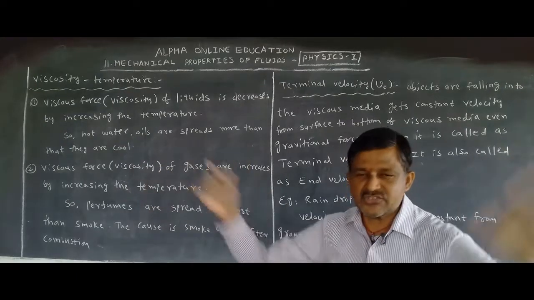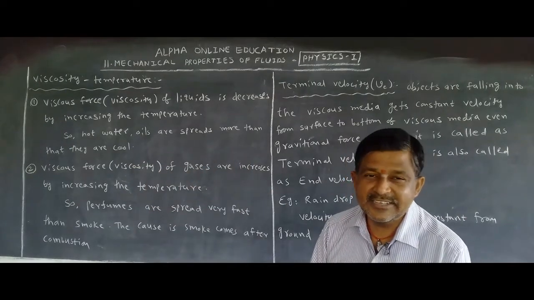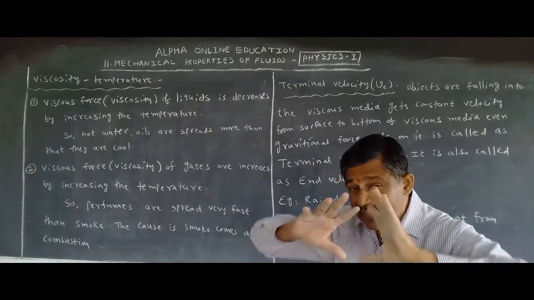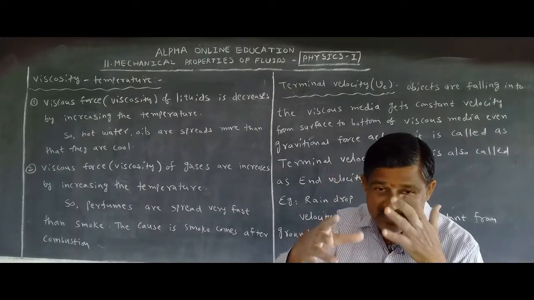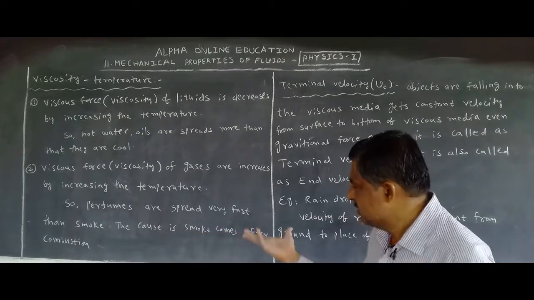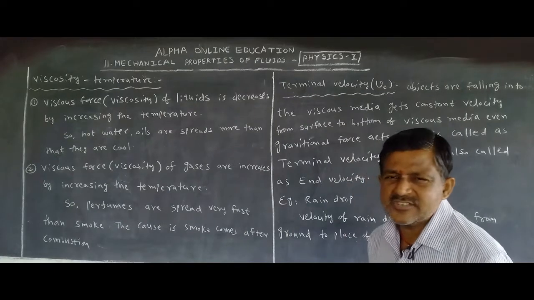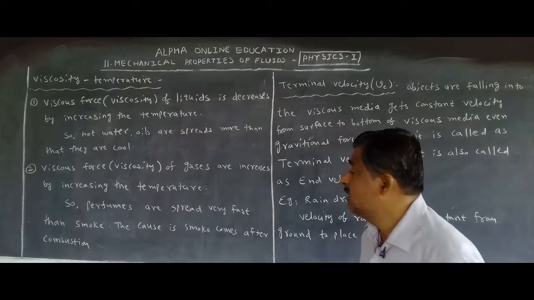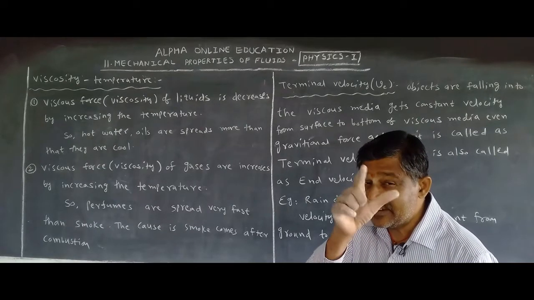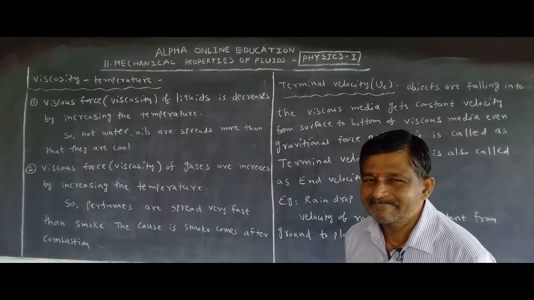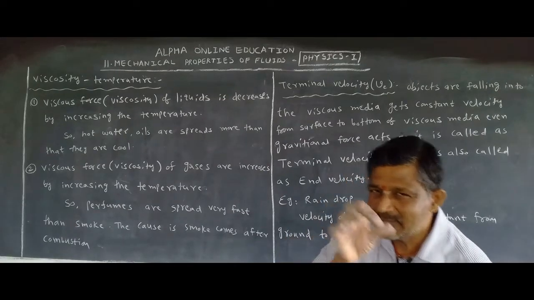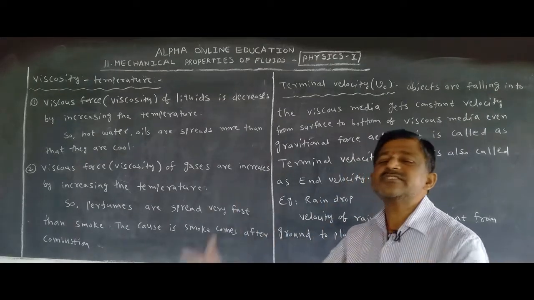It spreads very fast. When temperature increases, what happens? The gas viscosity increases, so it can't move very fast. That's why the example is smoke. Smoke does not spread as fast as which one? Perfumes. Why? When we press the perfume, the temperature is very low, the nozzle is small, the velocity is high, and the temperature is low, that's why it spreads very fast.